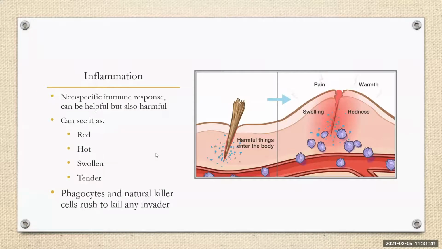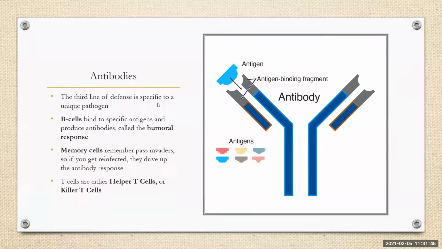Then lastly, you have the line of defense called specific immunity. Specific immunity has to do with the antibodies. What it does is help recognize unique pathogens. B cells bind to specific antigens and then they produce antibodies. This is called the humoral response. And then memory cells help remember the past invaders.